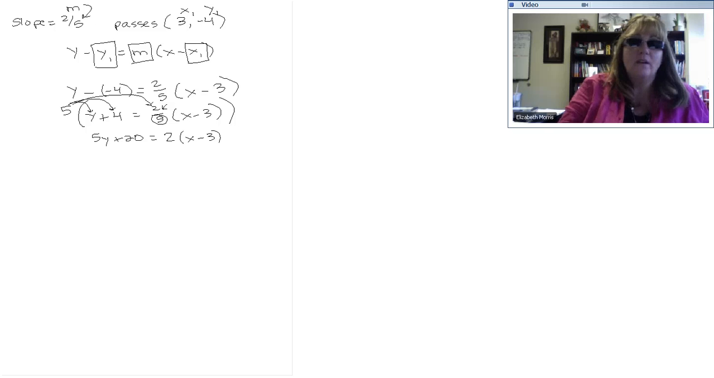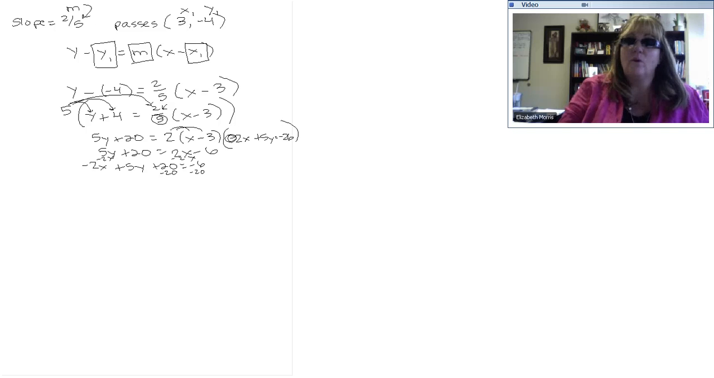Now, you got rid of the fraction, distribute, and you get 2x minus 6. Move the x over, you get -2x plus 5y plus 20 equals -6. And move the 2x over. And move the 20 over, you get -2x plus 5y equals -26. But remember, you can't have this negative, so we have to multiply the whole thing by -1. So you get positive 2x, negative 5y, and positive 26. And there's your answer in standard form.